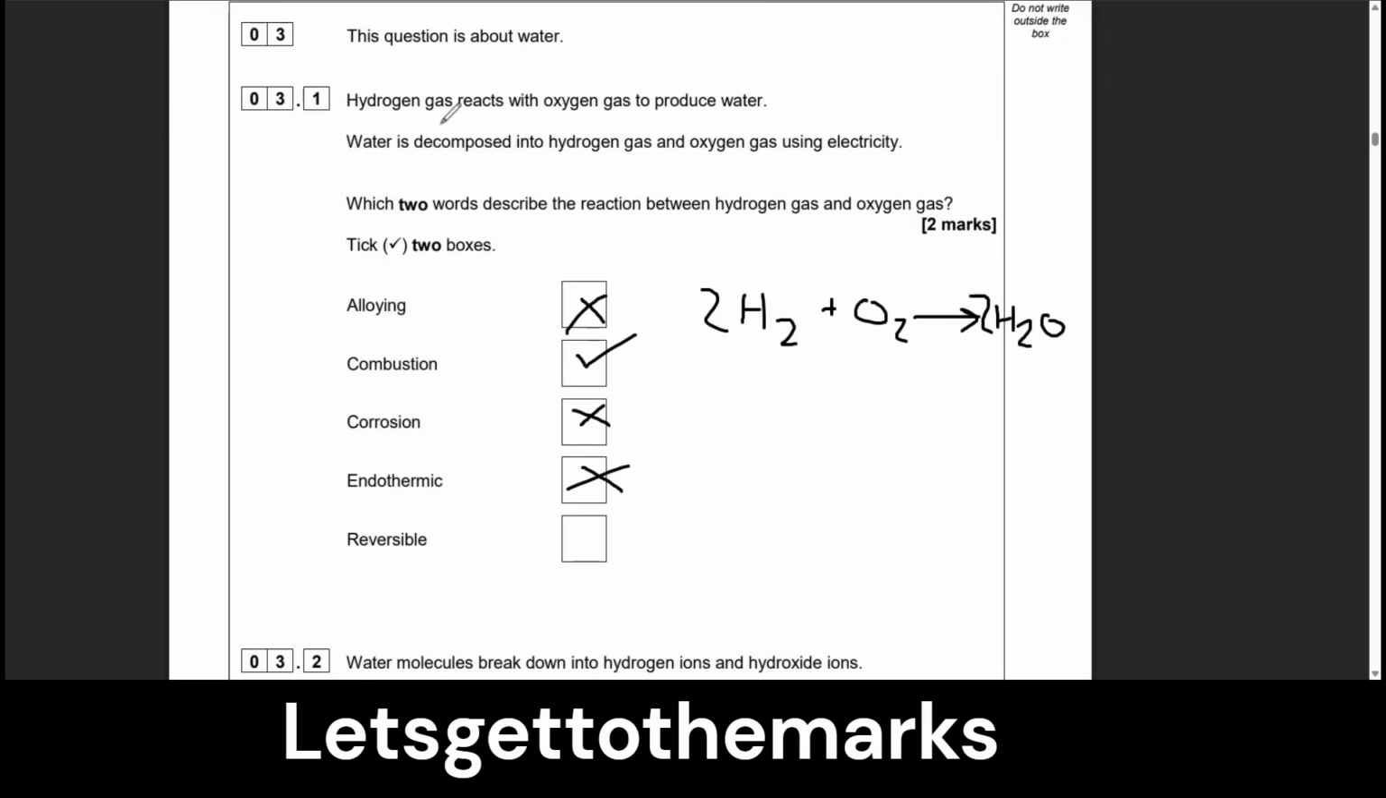Is it reversible? Well, look what they say here. Hydrogen gas reacts with oxygen to make water. And then they say water goes to make hydrogen and oxygen in the other direction. So yes, this is a reversible reaction. And the symbol is like that, not this one I've done here. There you go. So yes, it's reversible. Combustion and reversible, 2 marks.